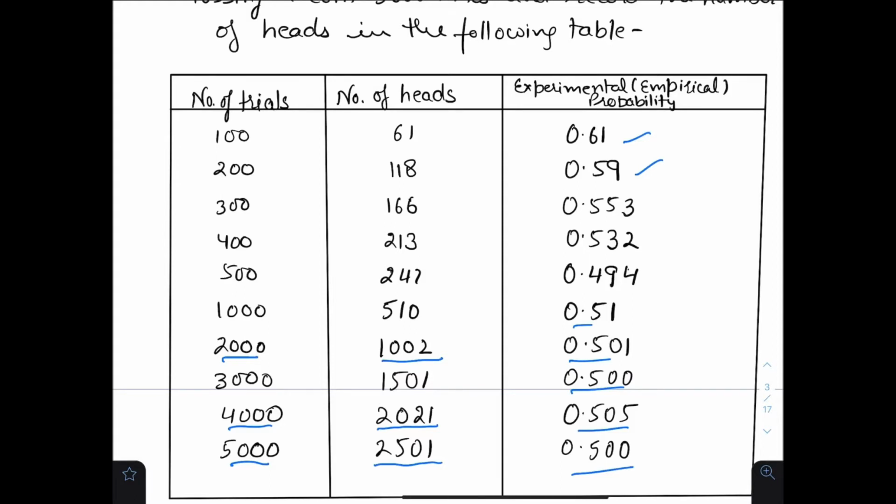That is, the experimental probability is 0.61. In the first 200 tosses, the experimental probability of head is 0.59. And finally, in the first 5000 tosses, the probability of head is 0.5. Thus, we observe that when the number of trials increases, the fluctuation in the experimental probability decreases and it looks like it is approaching a fixed number.